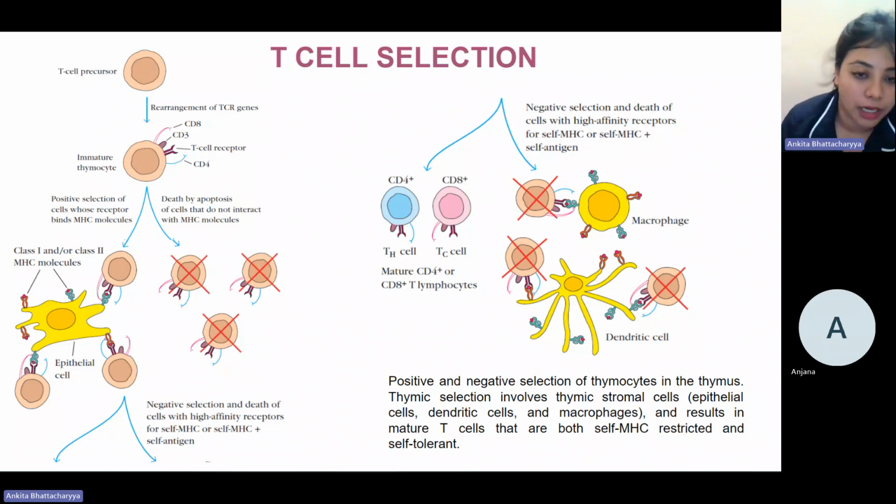Coming to the second part, let's move towards the right, which is about negative selection. Negative selection is the death of cells with high affinity receptors for self-MHC or self-MHC plus self-antigen. What you see here are mature CD4 or CD8 T lymphocytes. You can see how an interaction is being studied between this particular thymocyte and the macrophage, or between this thymocyte and a dendritic cell, both of which are antigen presenting cells.